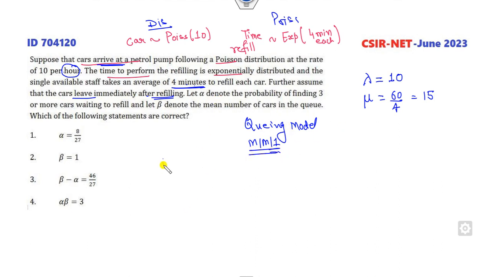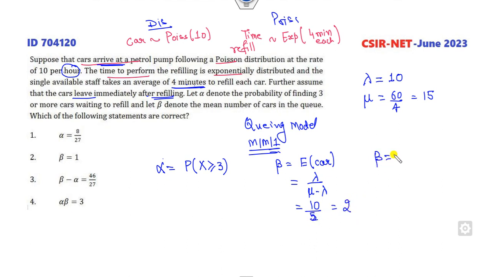Let alpha denote the probability of 3 or more cars. Beta denotes the mean number of cars. So that's fine. What is the mean number of cars? What is the expected value of the queue model? That is lambda over mu minus lambda. So what is the answer? 10 over 5, which is 2. So beta is 2, the right answer. So this option is cancelled out. Now how can you find alpha? It can be written as 1 minus probability x less than or equal to 2.